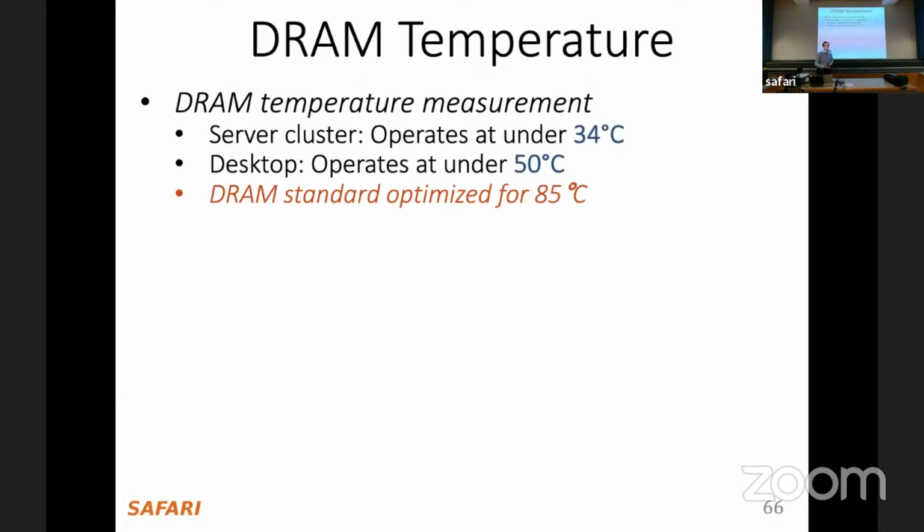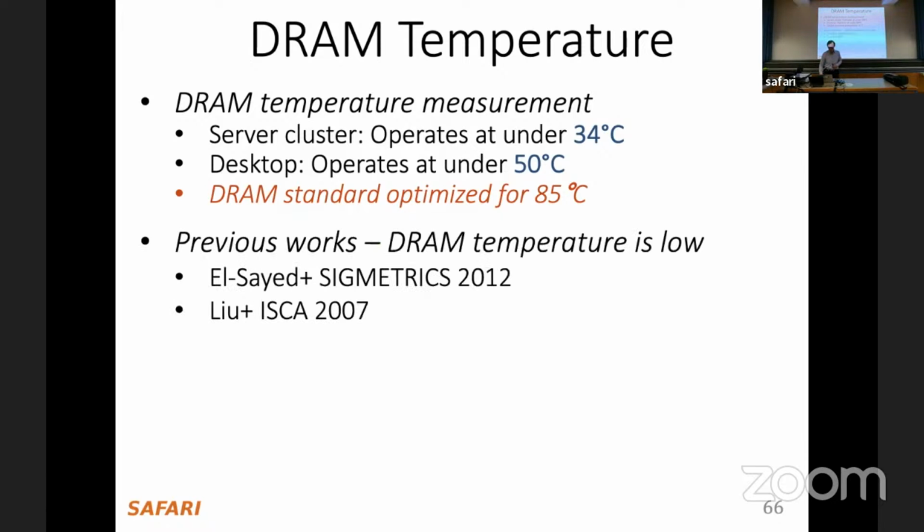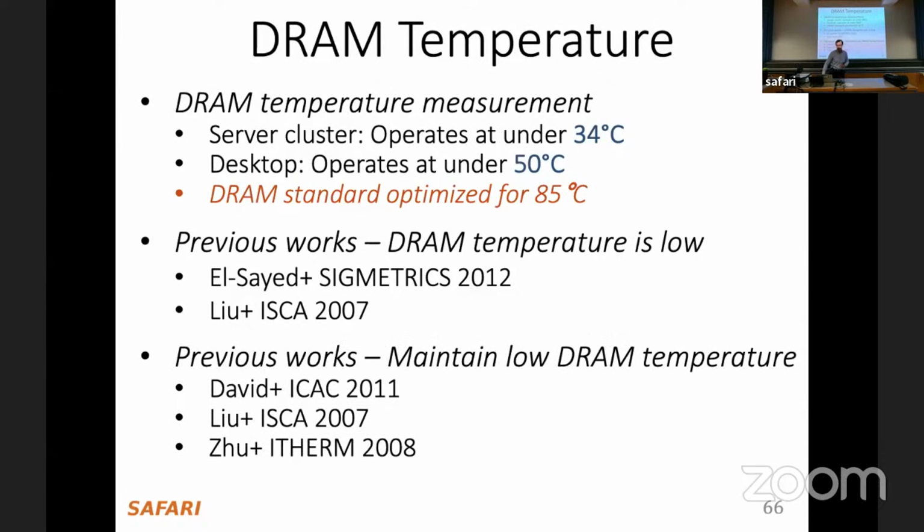But if you look at a desktop system or a server system running in data centers, that's not the case. DRAM and chips are separate. As a result, it's very difficult to actually increase the temperature of DRAM. The previous works show that. There are interesting characterization studies that show that in data centers, DRAM is running at very low temperatures. And some of the works actually try to maintain low temperature.